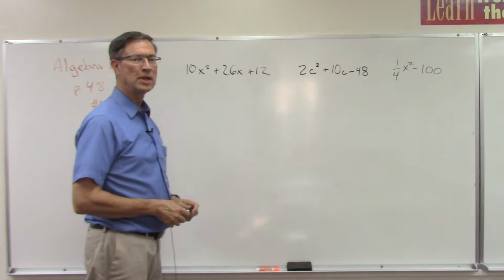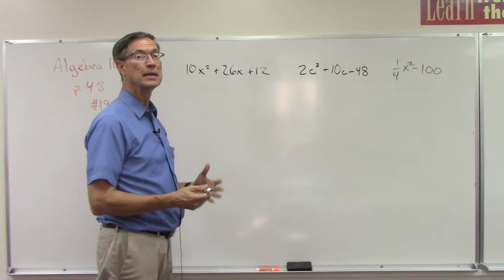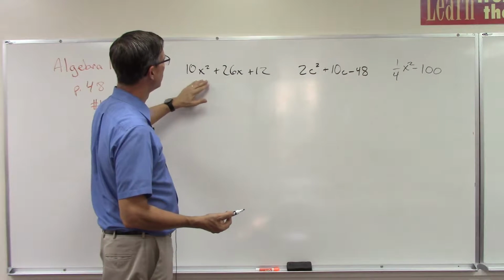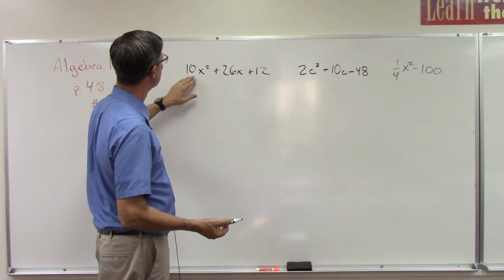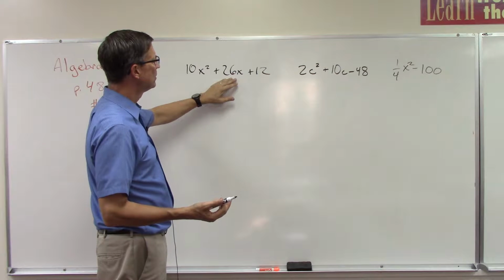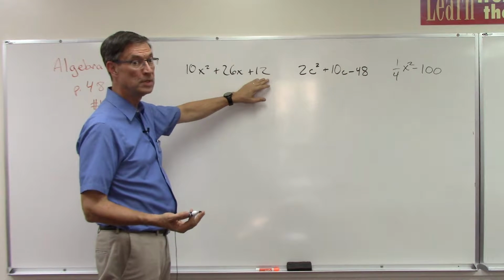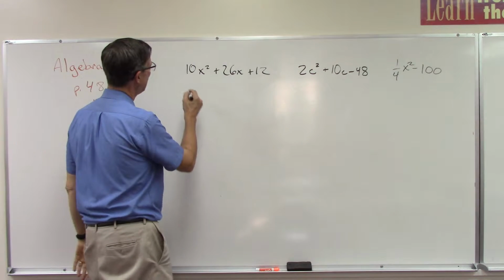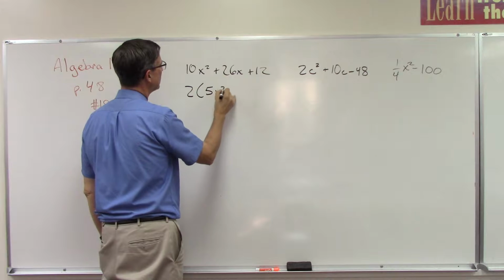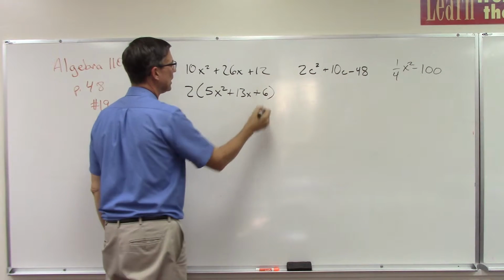So let's review our steps while we set this up. The first thing is we always look to see, is there a common factor in all of these that we can factor out? 10 has 2 and 5, 26 is 2 and 13, 12, obviously there are several factors, but 2 is definitely one of them, all right? So if I factor a 2 out of all of them, let's see what's left. 5x squared plus 13x plus 6.